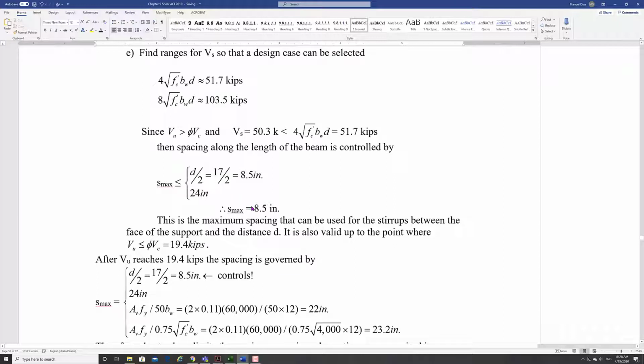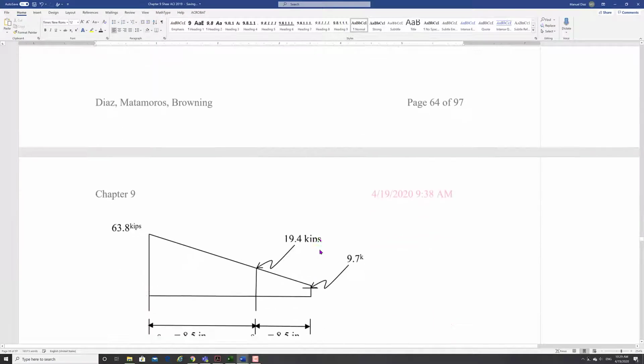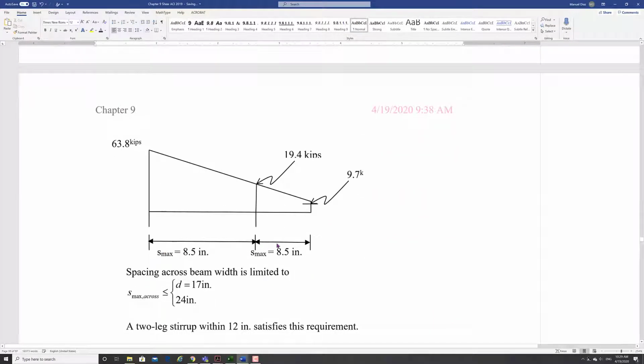But then as the load goes down, because it's still going down, eventually we're going to get these cases. You always check these, because remember, these represent the minimum requirements, so you need to satisfy that. So 8.5 controls. That's your maximum. My maximum is 8.5. I cannot exceed 8 inches. Across, it has to be 17 inches. We have a width of 12, so that's satisfied.